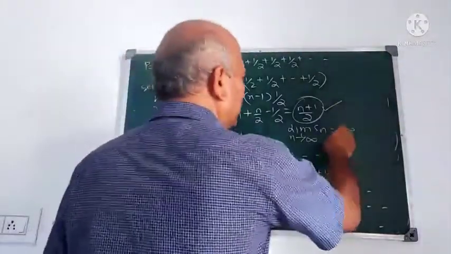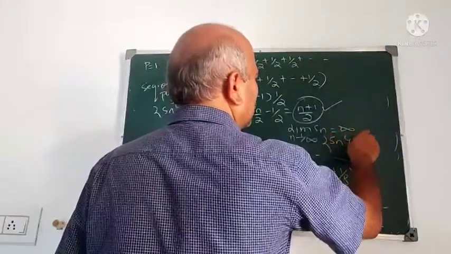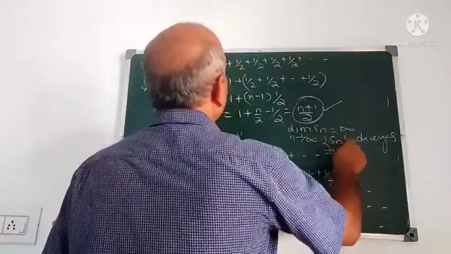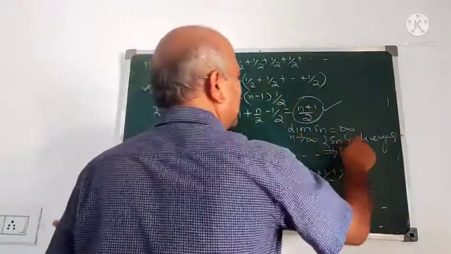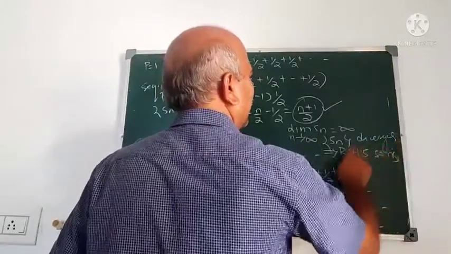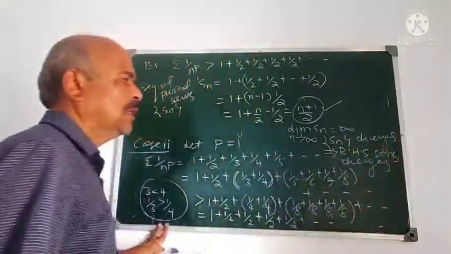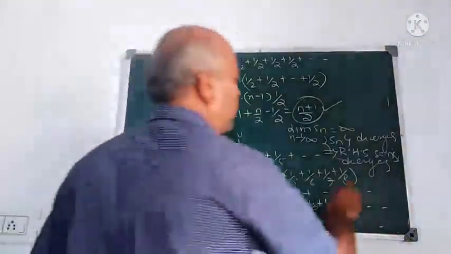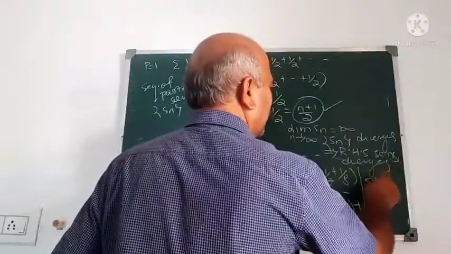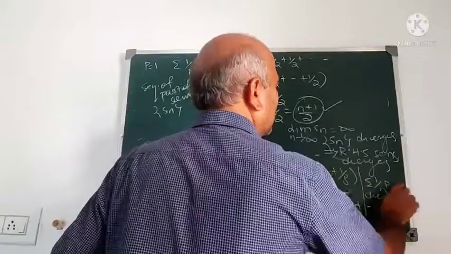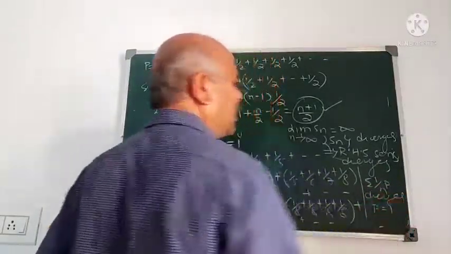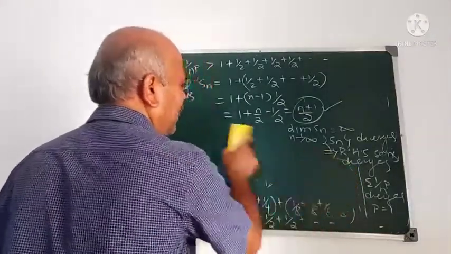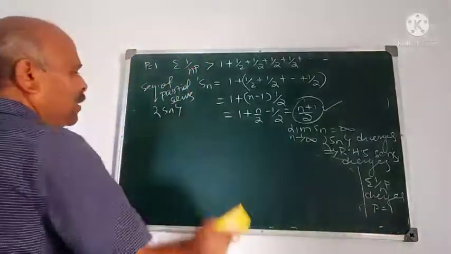Now what does this imply? The sequence of partial sums Sn diverges. This implies the right hand side series diverges. Therefore by the comparison test, the left hand side also diverges. Sigma 1 upon n raised to p diverges. What is the case? p is 1. See, the proof is important. I am repeatedly telling you, in the examination the proof may be asked.